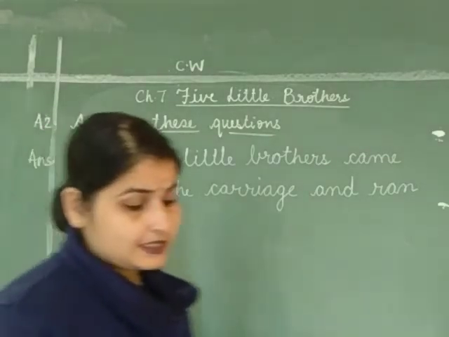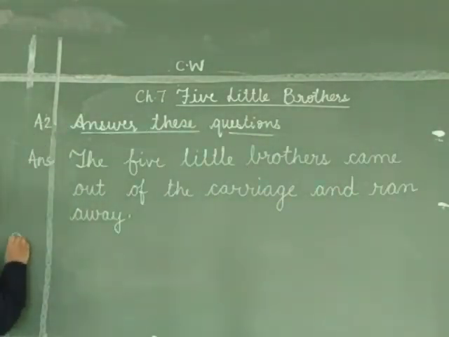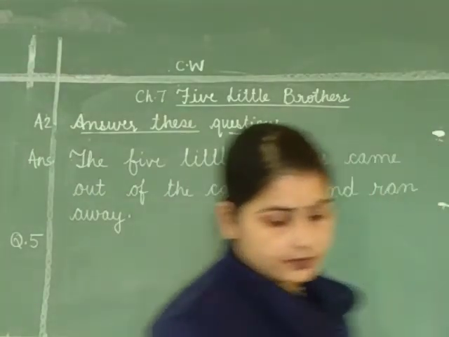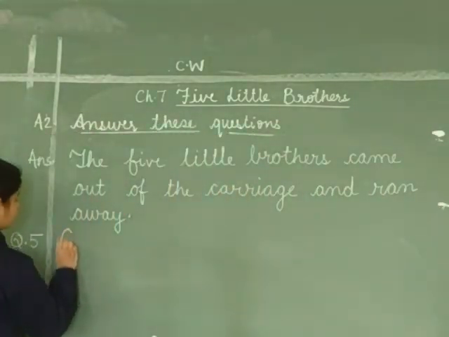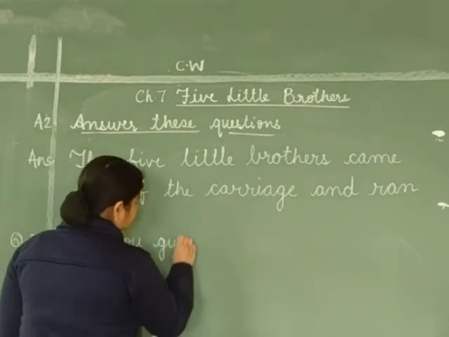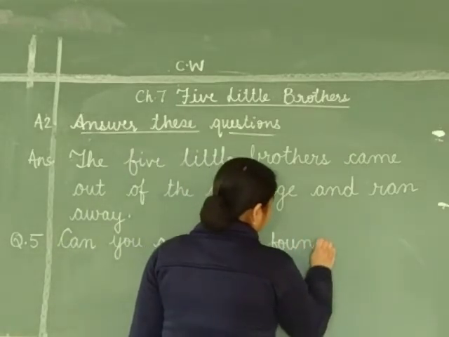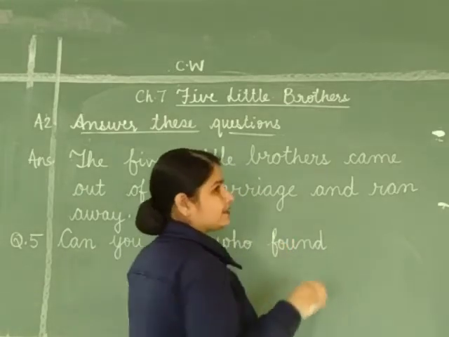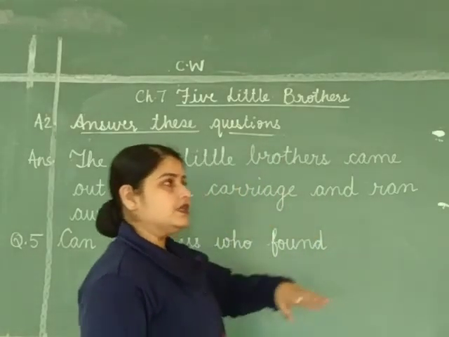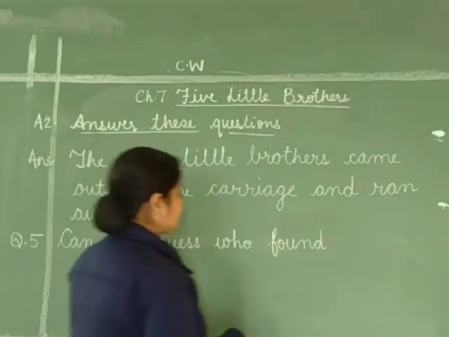So the question is, can you guess who found the shoe? Of course, the mother of the little boy found the shoe. Can you guess? G-U-E-S-S, guess. Who found the shoe? The boy who had worn the shoe left it there and ran away. It was a little boy. And after that his mother found the shoe.